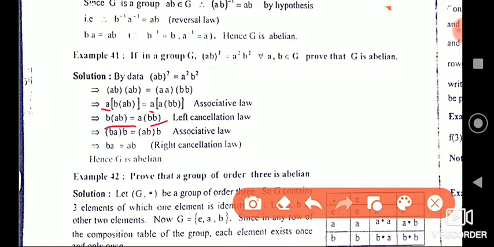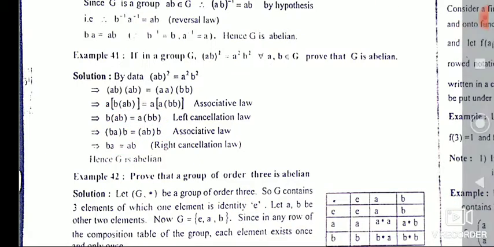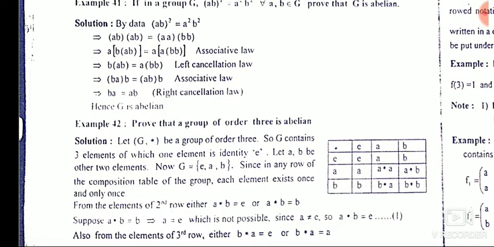Now we use associative law once again by taking BA and B, and AB and B. So B and B are the same on the right-hand side, so we can use right cancellation law. The remaining element is BA is equal to AB. That's what we required to prove.